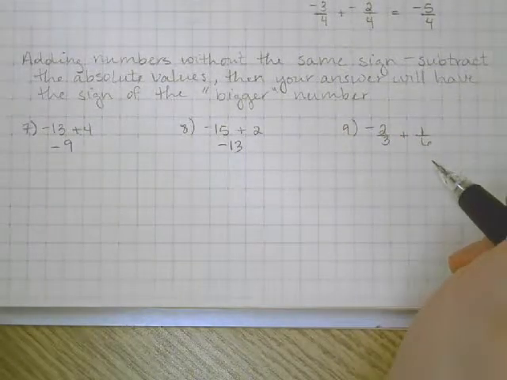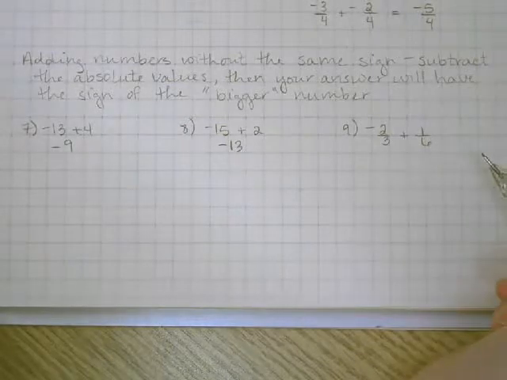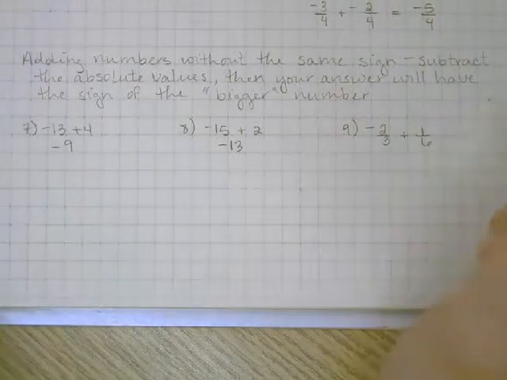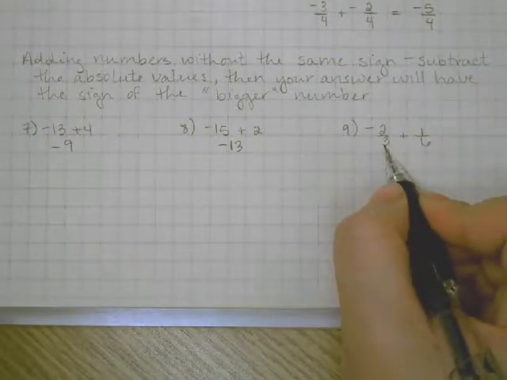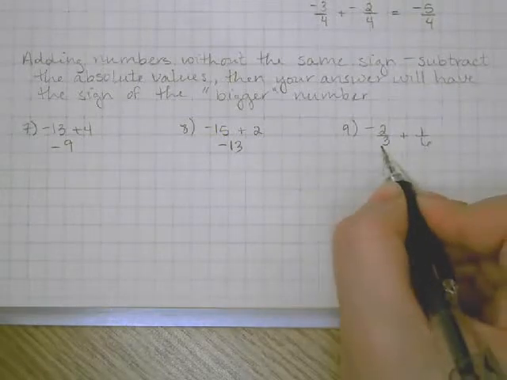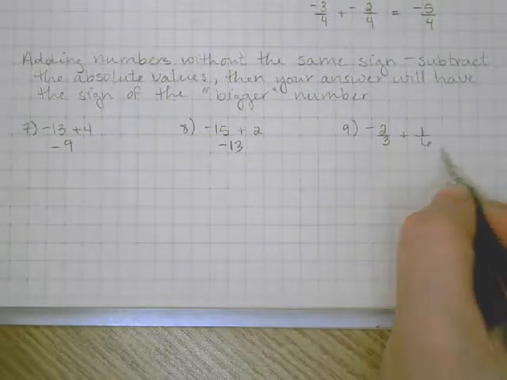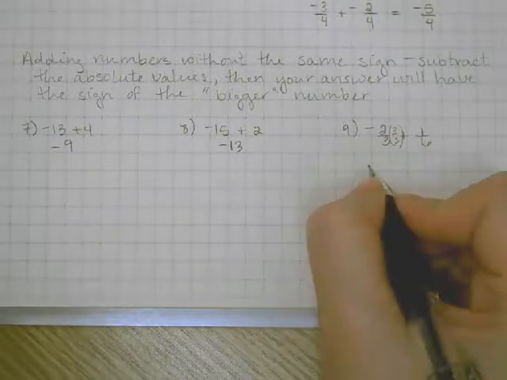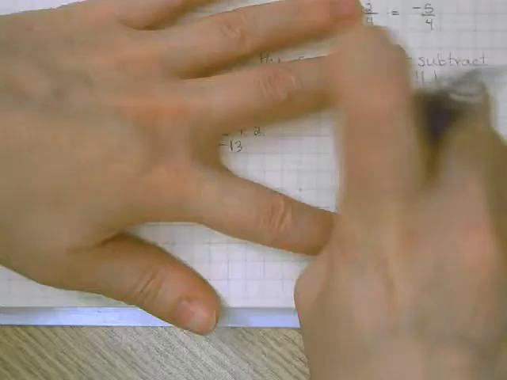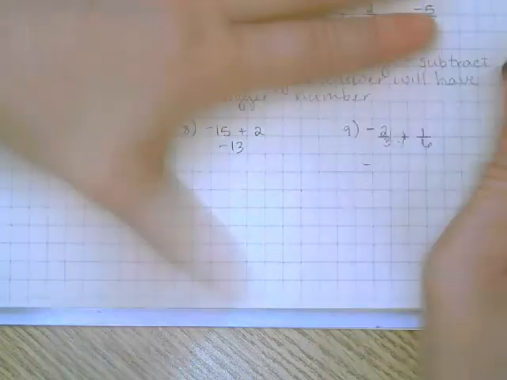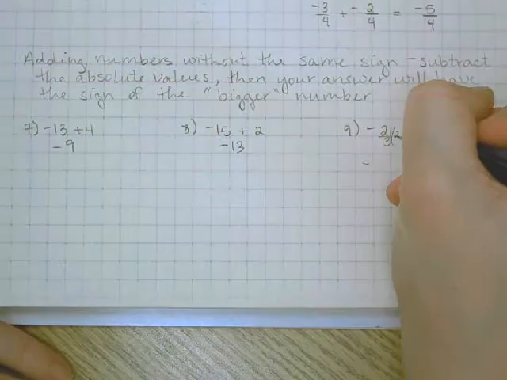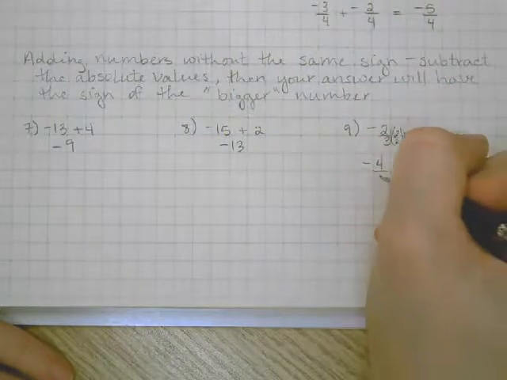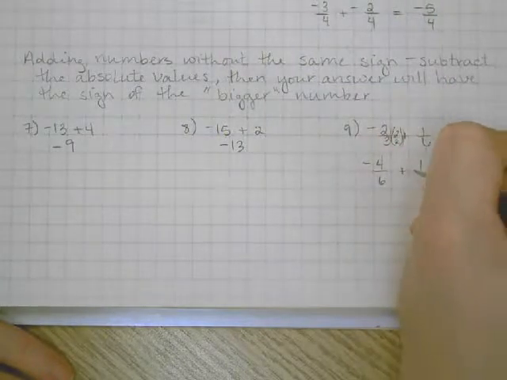Negative 2/3 plus 1/6. Here's a little bit trickier. You have to think about what is bigger. So I'm going to put them in terms of having the same denominator. To get from 2/3 to a denominator of 6, I need to multiply this by 2 over 2, my apologies. So I'm going to have negative 4 over 6 plus 1 over 6.